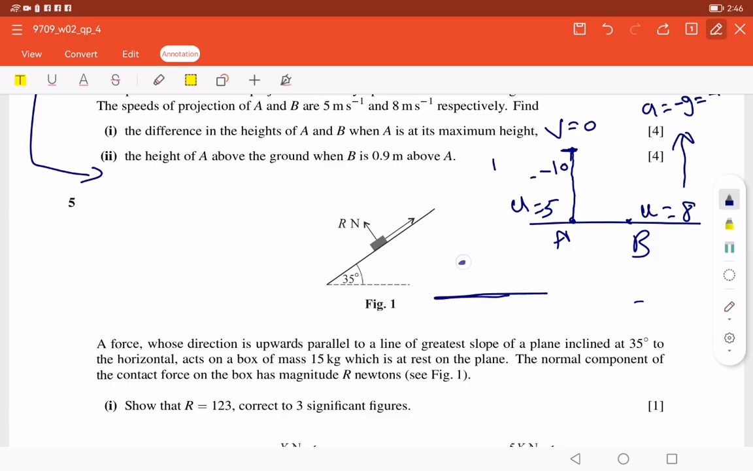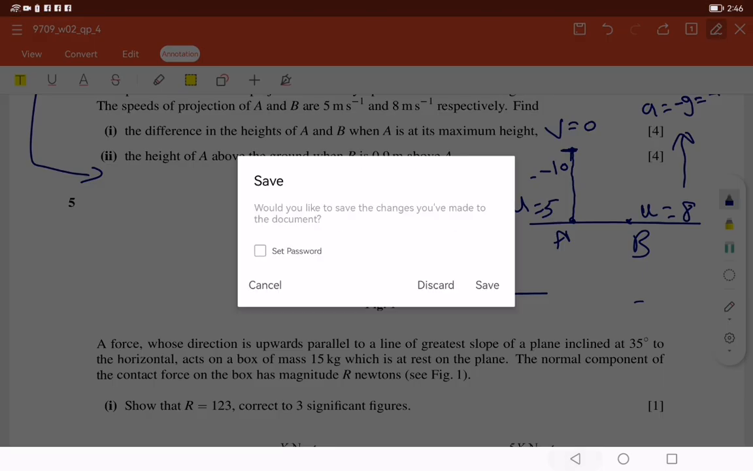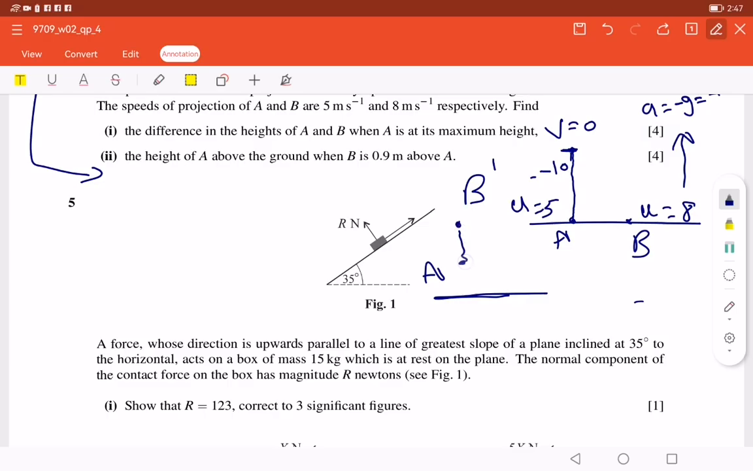Suppose this is A and this is B, and the difference between them equals 0.9. Is it okay? Yes, second item, like this figure. We need to find the height of A when B is 0.9 above A. Look here. Particle A reached this point and particle B reached this point at the same time.